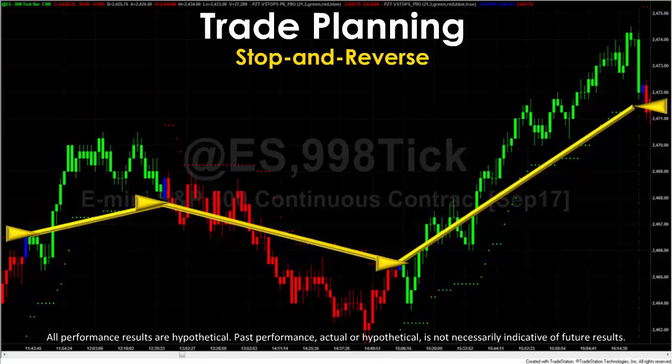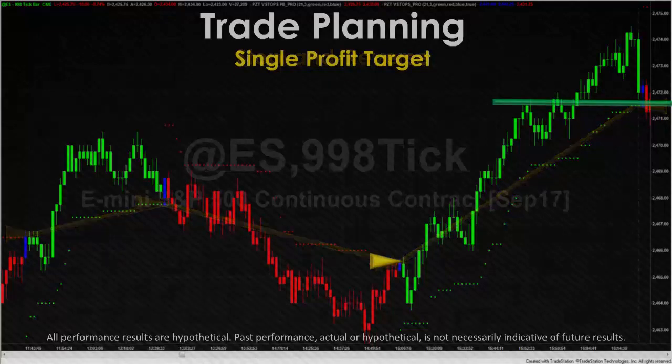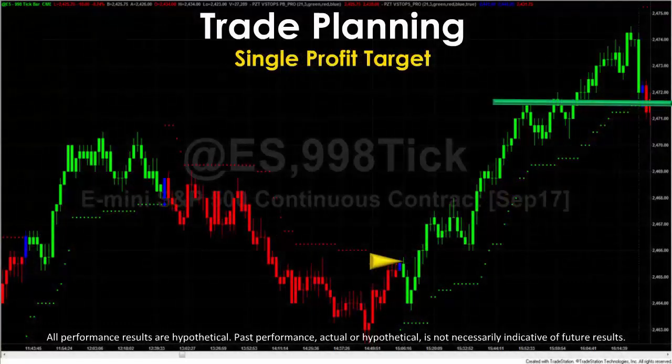Keep in mind that this type of tactic may work well in a trending market, but in choppy markets, stop and reverses tend to not work nearly as well. And so that's why we might want to think about employing some other options or some other ideas. And one of those is what we call a profit target.